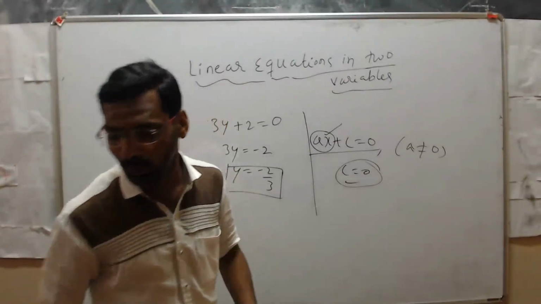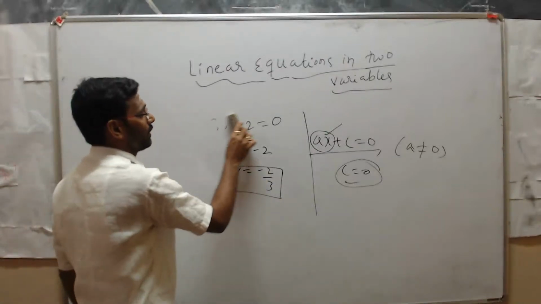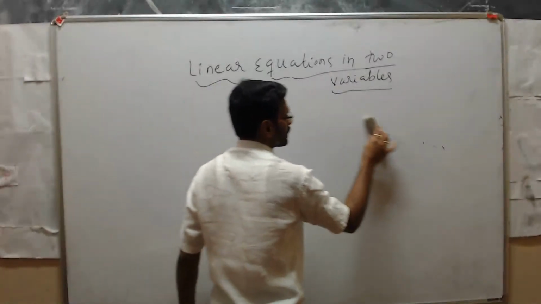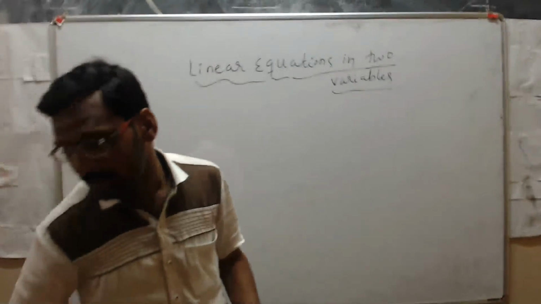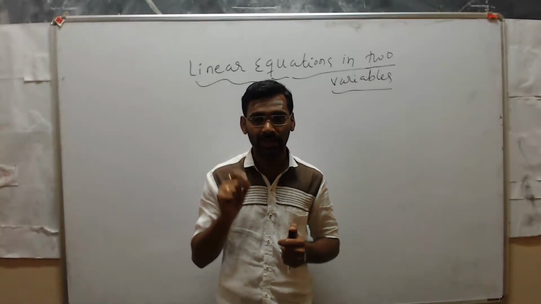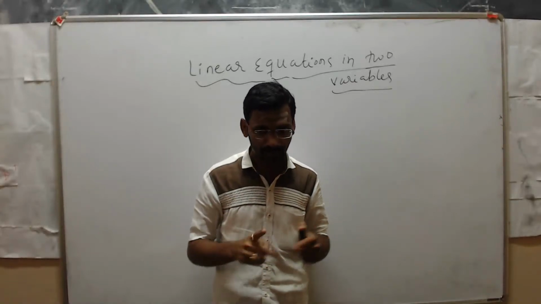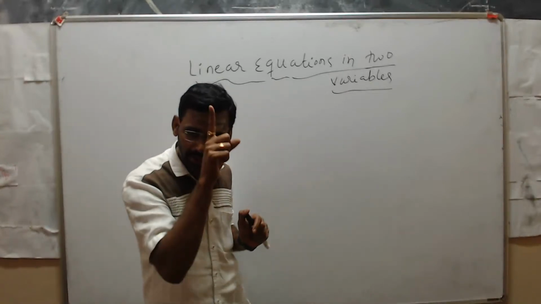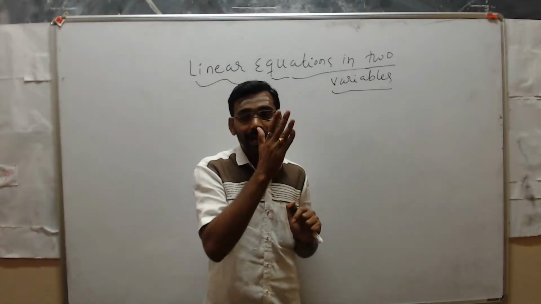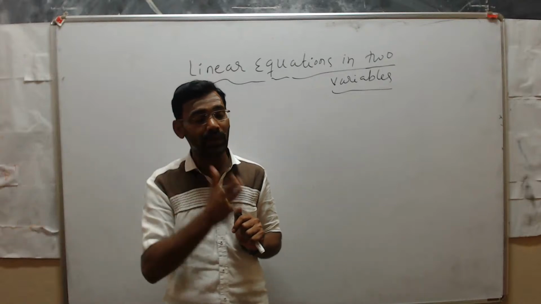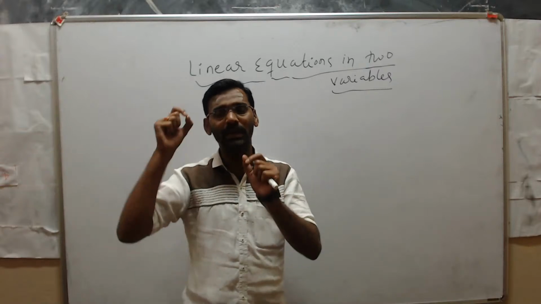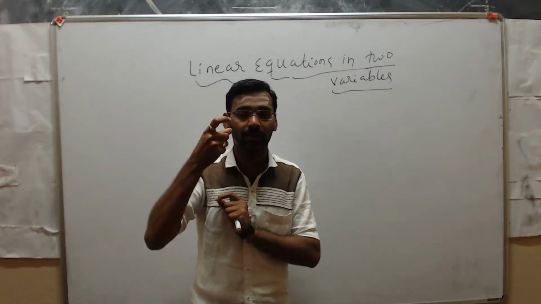In 9th standard we are going to study linear equations in two variables and how we can represent the solutions of a linear equation in two variables on the Cartesian plane. In this chapter we are going to study how many solutions a linear equation in two variables has. A linear equation in one variable has how many solutions? A unique solution. And a linear equation in two variables has how many solutions? And how can we represent them on the Cartesian plane?